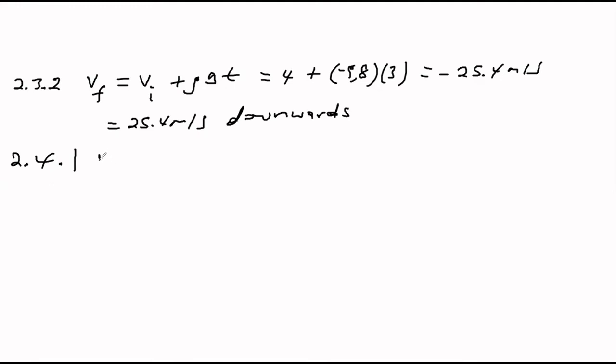So the initial velocity is what we are looking for. So g, we know, is constant and it is 9.8 meters per second squared and is acting downwards. So we know when the object reaches the maximum height, the velocity is 0.